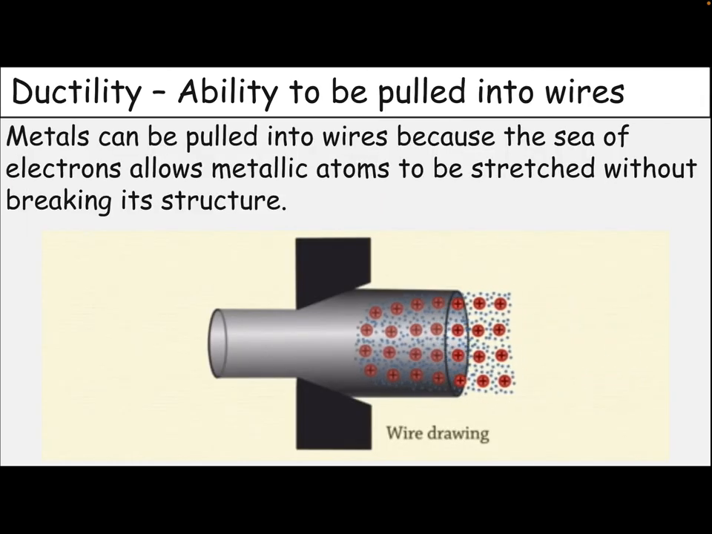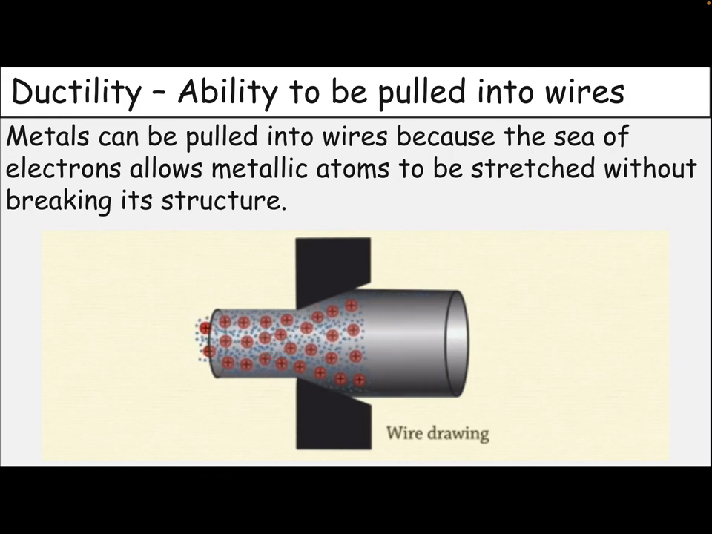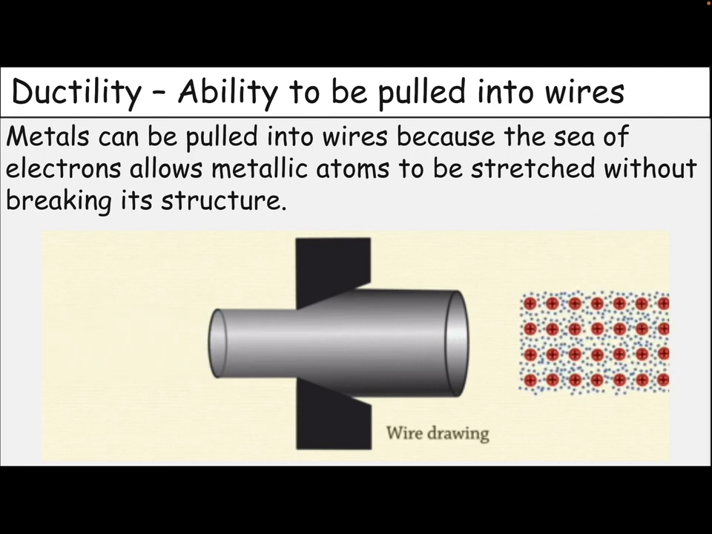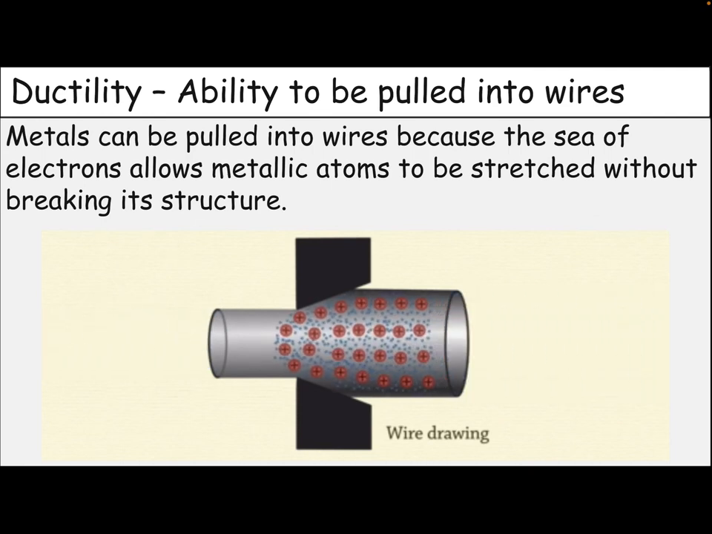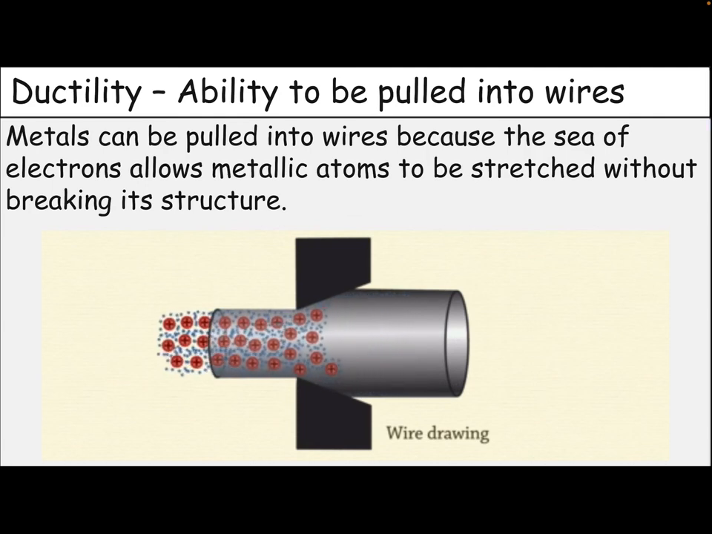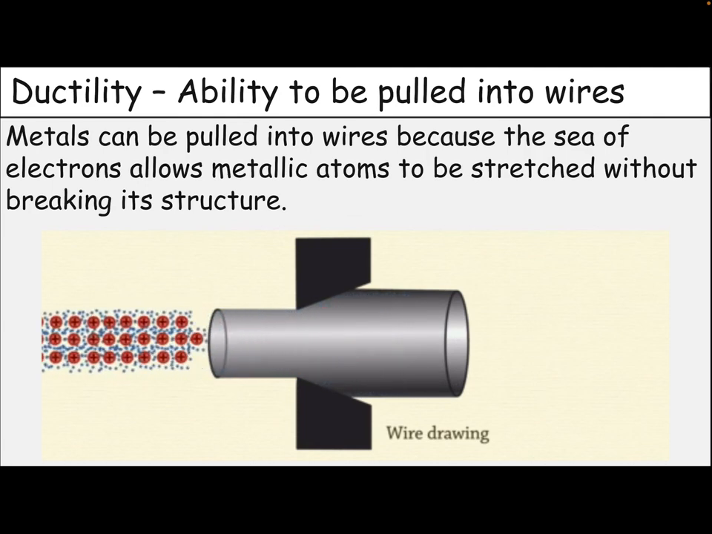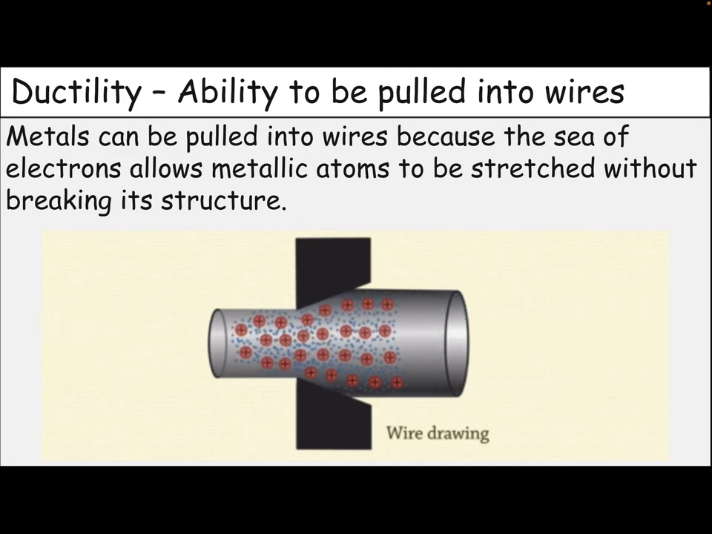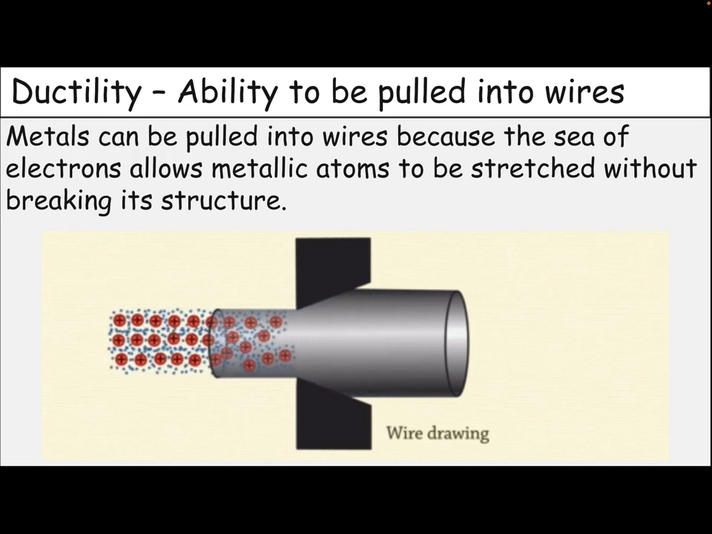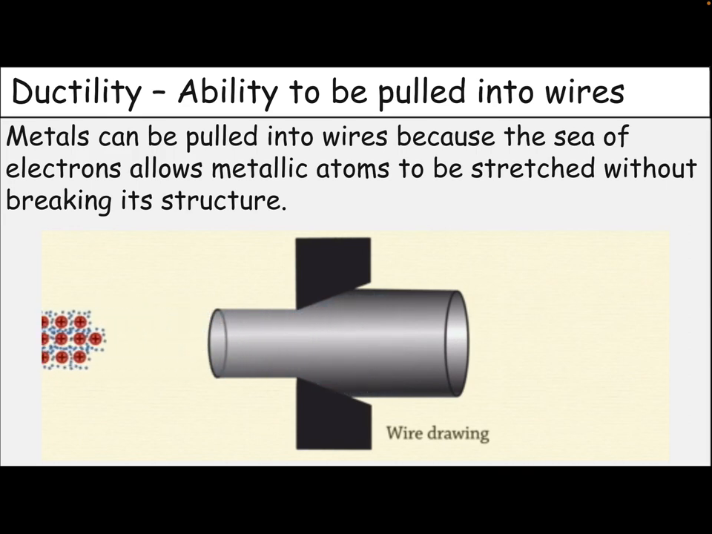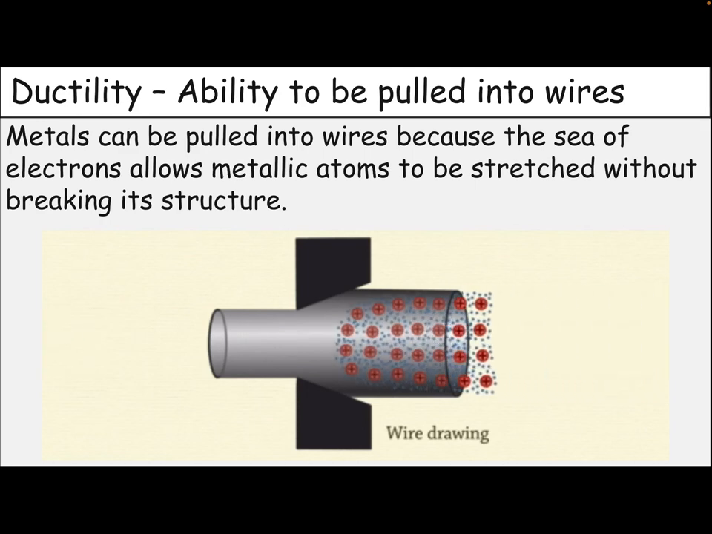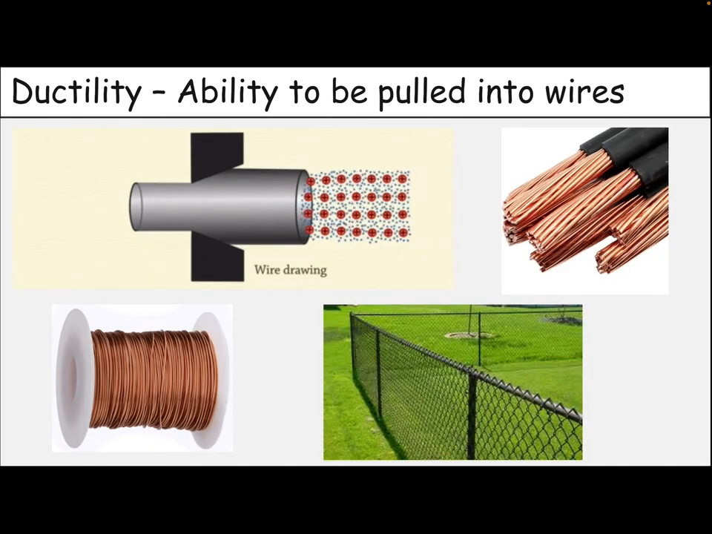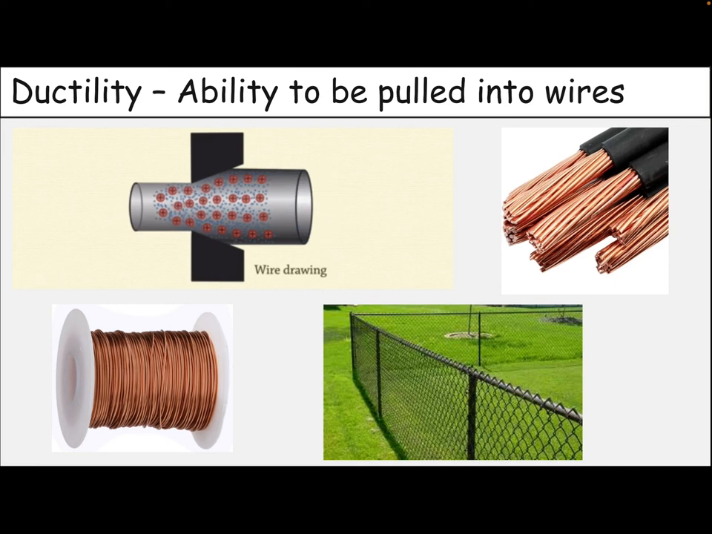Let's talk about ductility. Metals are ductile. Ductility is the ability to be pulled or stretched into wires. Why are metals ductile? Metals can be pulled into wires because the sea of electrons allows metallic atoms to be stretched without breaking the structure. It's almost the same exact answer as to why metals are malleable and we can hammer them into sheets. The sea of electrons allows them to change shape without breaking the structure. That is why we can stretch copper into wire.